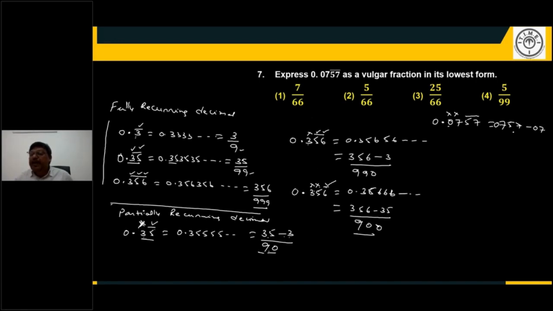What is the non-recurring part? 07. By how many digits are recurring? 2 digits. So 2 nines. Come on, please. Followed by how many digits are not recurring? 2 digits. So 2 zeros. So friends, I can say now this is 757 minus 750.